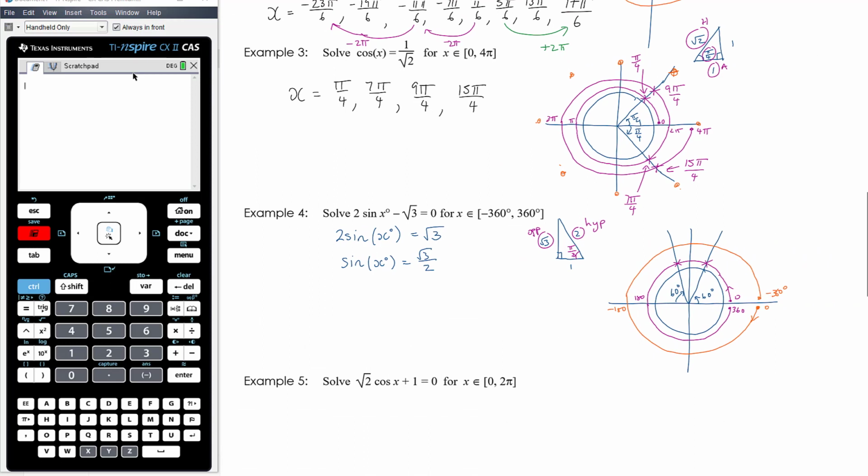Technical issues, my apologies. Alright, so two positive and two negative. The two positive solutions: the first one's nice and easy, that's 60 degrees. The second one is 180 minus 60, so that's 120.